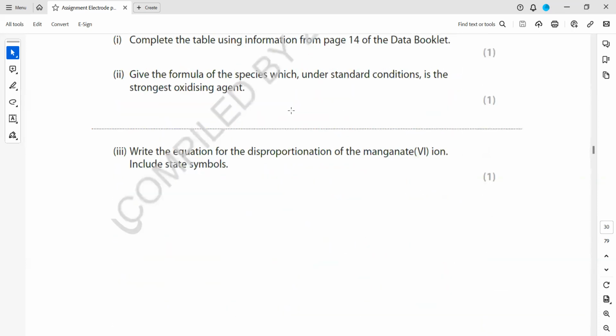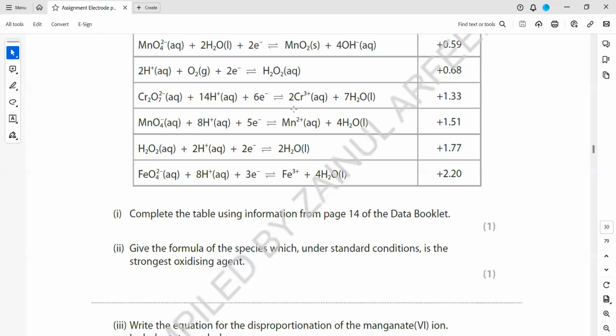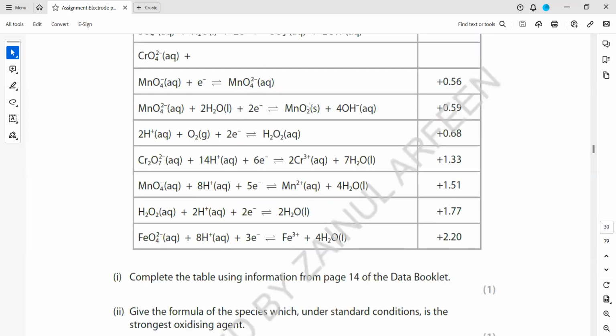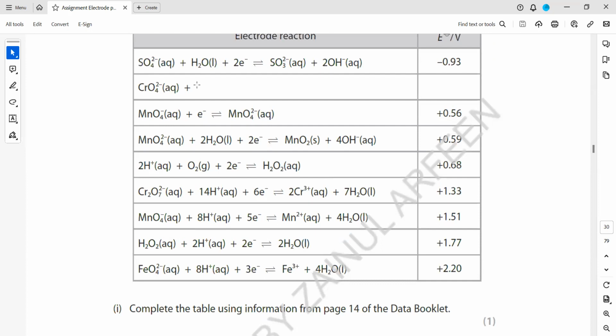Write an equation for the disproportionation of a manganate ion. Include a state symbol. The manganate ion will be oxidized and reduced. We have to use state symbols. So MnO4, if we check this, each oxygen is -2, so -8, so this will be +6. And here -4, so this will be +4, so this is for reduction.